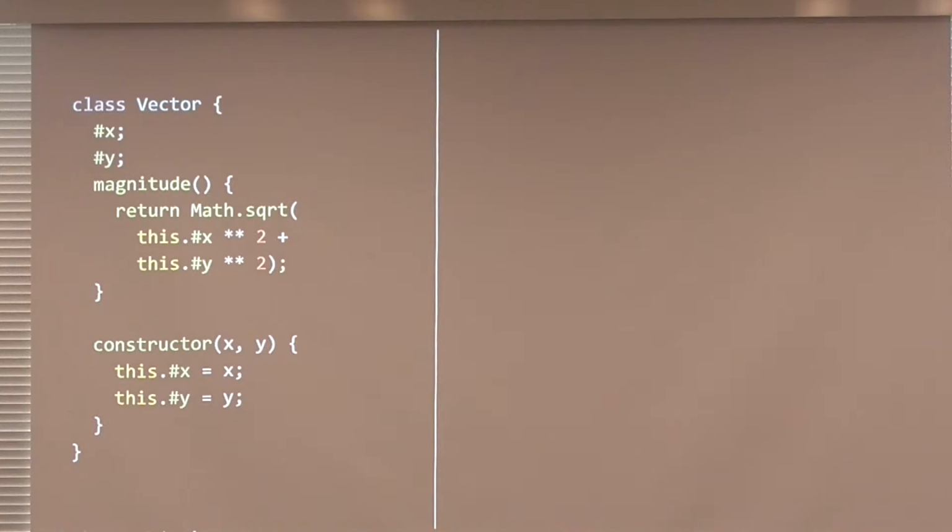So I want to describe a little bit more what I mean about the weak map semantics. In particular, here's that vector example that we had before. You can declare hash x and hash y as the private fields that the vector object has, and in the constructor you can set them, but this won't work if you don't declare them. The declarations are mandatory, and then use them in methods.